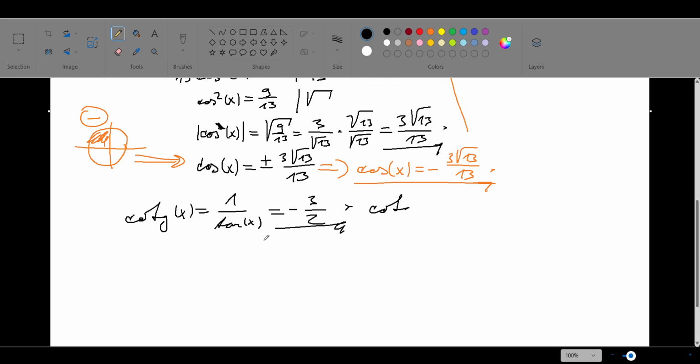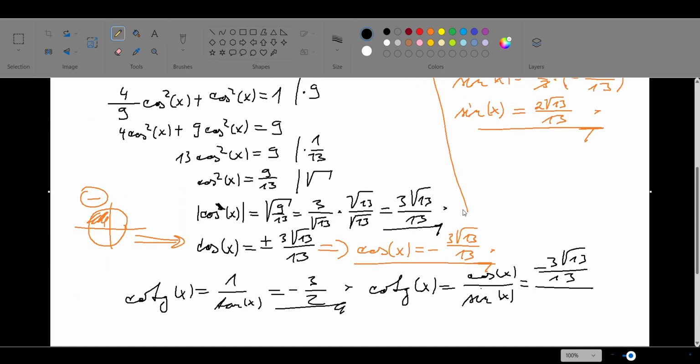So when we use the formula that the cotangent of x is equal to cosine of x over sine of x, which means the cosine is this value, negative 3 times square root of 13 over 13, and we know that the sine is equal to 2 times square root of 13 over 13, and we know that these 13's will cancel each other and these square roots will cancel each other. You can very easily see that this is really equal to negative 3 over 2.